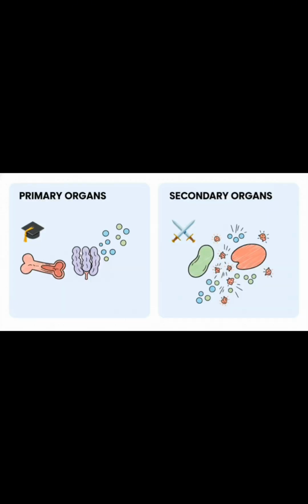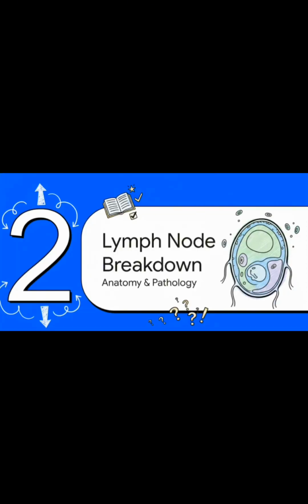Think of the primary organs, that's the bone marrow and the thymus, as the schools where our immune cells go to grow up. This is where B and T cells mature and learn what to attack and what to leave alone. Then you've got the secondary organs, like the spleen and lymph nodes. These are the battlegrounds. This is where those fully trained cells go to actually meet the enemy antigens and start the fight. Let's move on to Section 2.